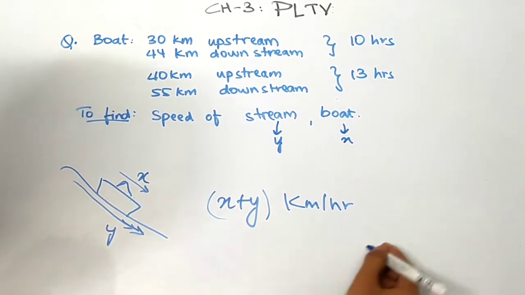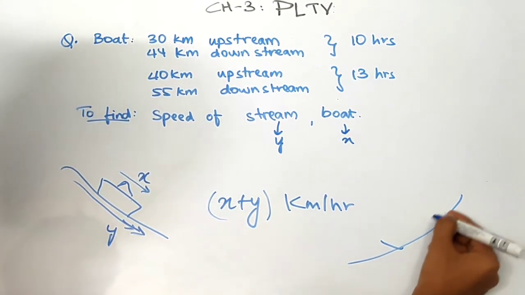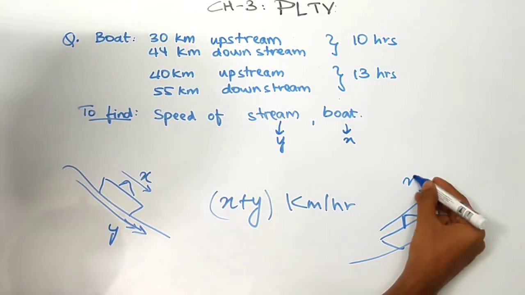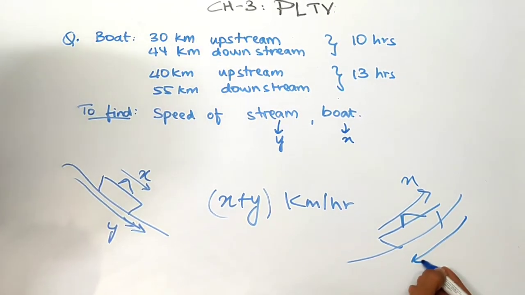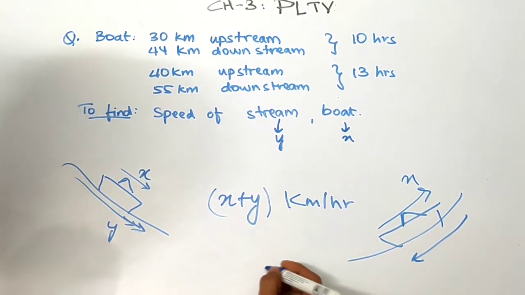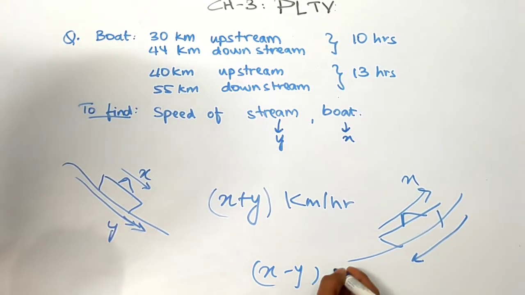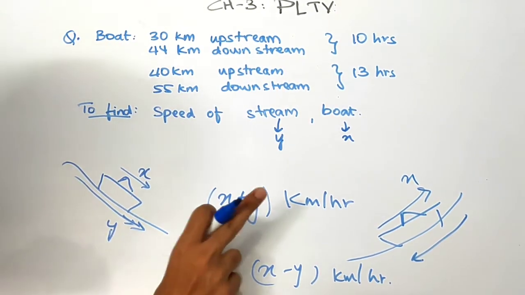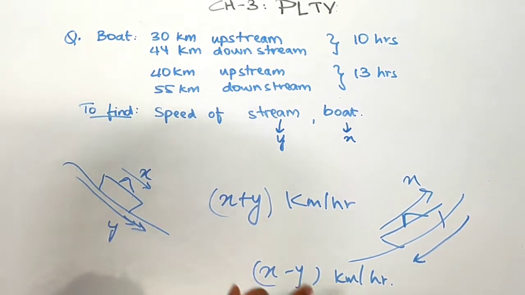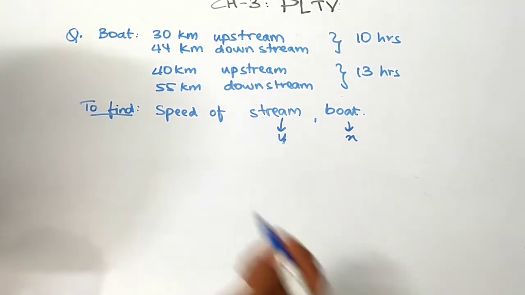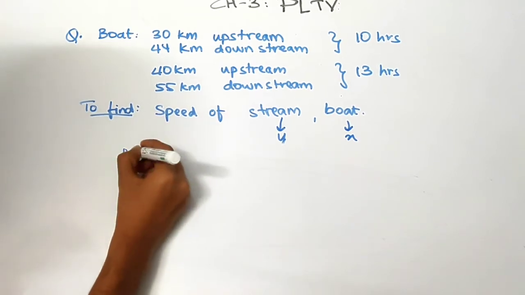But on the contrary, when you are going upstream like this, somewhat like this, then the boat needs to put some extra speed and the river flows down. So what happens is that you are going against the river. Hence you have to put X minus Y kilometers per hour. So hence when you are going downstream, the speed gets added up, and when you are going upstream, the speed gets subtracted.